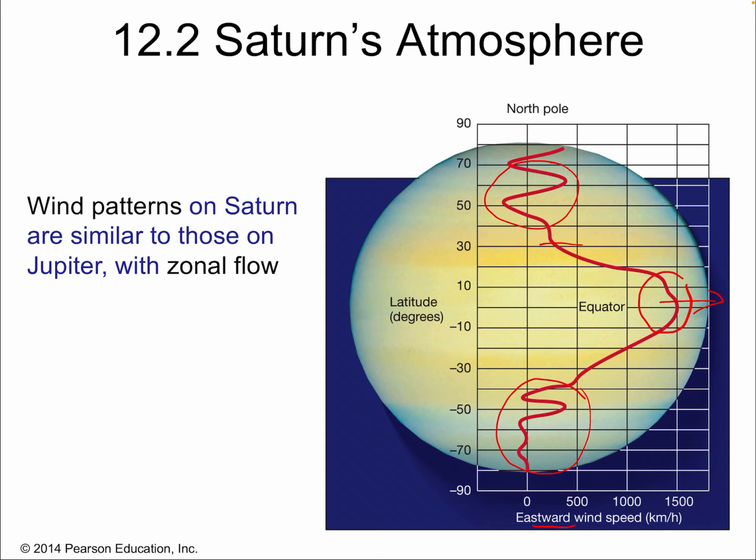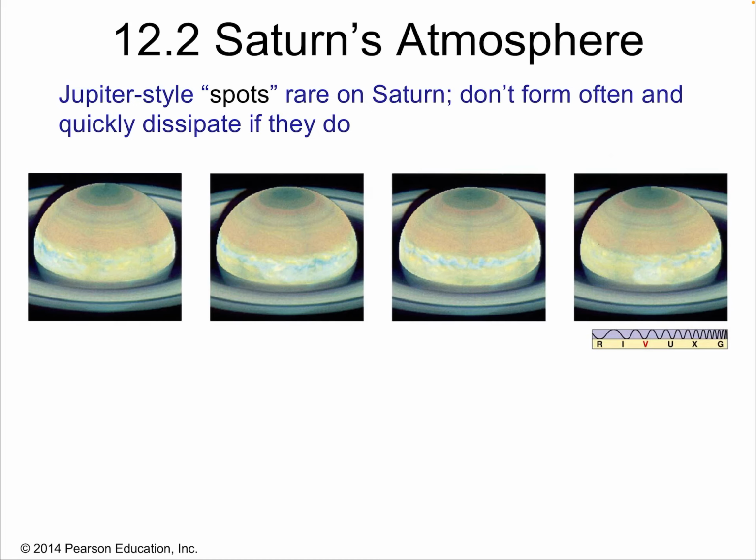So there's always shearing going on that drives storms, that creates that differential approach, and it creates the bands that we see. Okay. There are Jupiter-style spots on Saturn, but they are rare, right? They don't form often, and they quickly dissipate if they do.